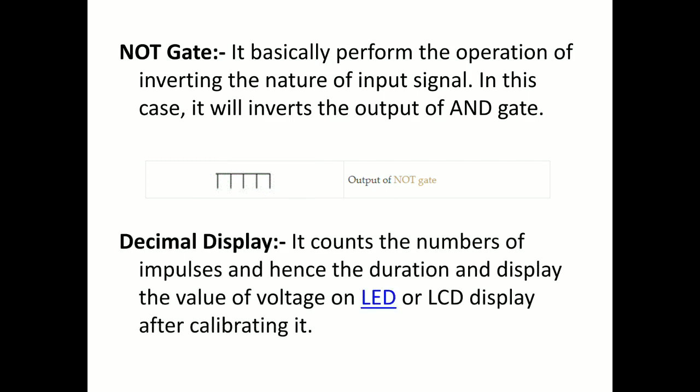Now the last component of the voltmeter circuit is nothing but the decimal display system. It basically counts the number of impulses which is provided as an output from the NOT gate, and by using a suitable calibration method, it will indicate the magnitude of the unknown voltage. So this is the basic philosophy behind the digital voltmeter.